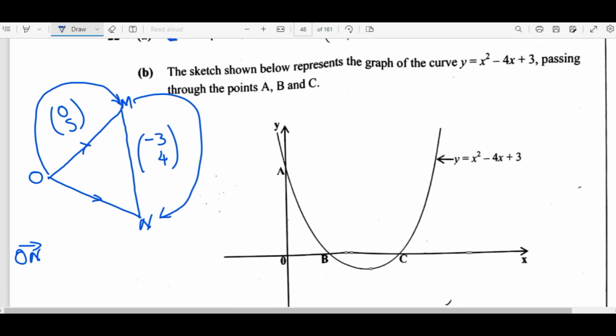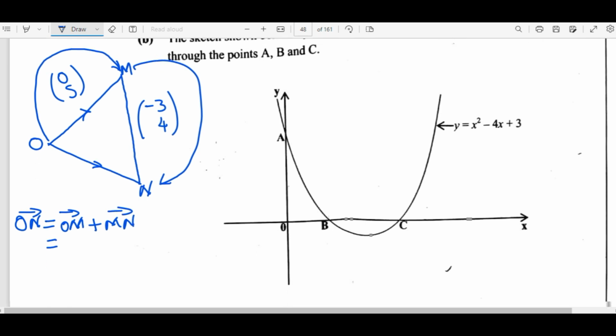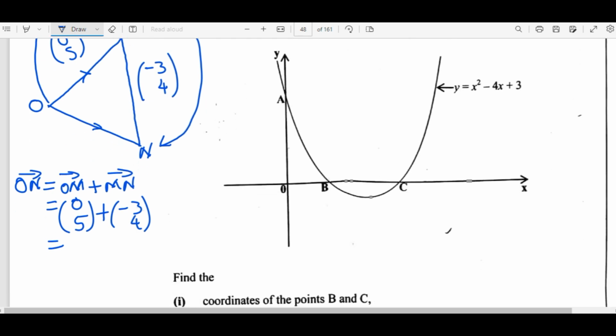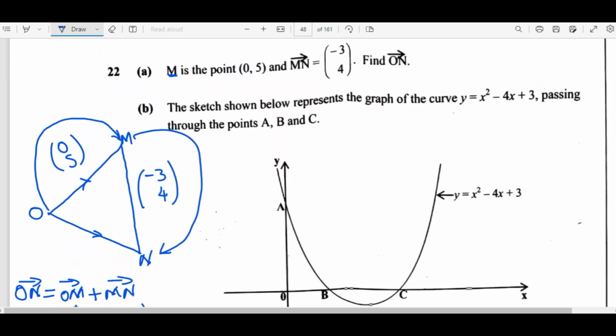So ON is equal to OM plus MN. So ON is (0,5), then here we have (-3,4). So you just have to do some math here. So it's 0 minus 3, 5 plus 4. 0 minus 3 is -3, then 5 plus 4 is 9. So this is our final answer. Then we go to question B.